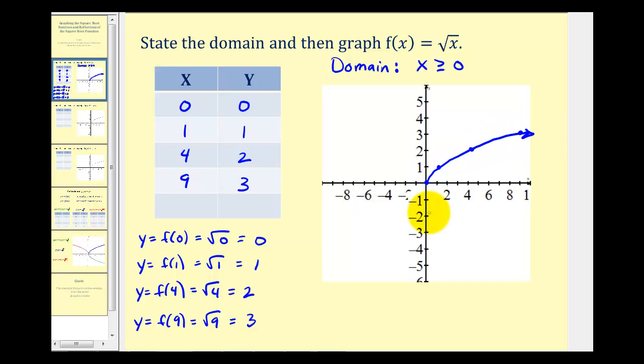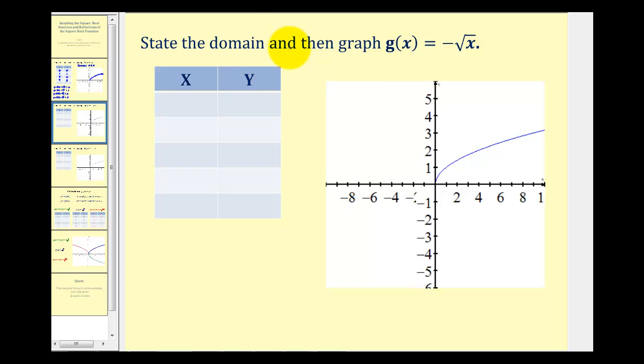Now we'll take a look at functions that will reflect this across the x-axis and y-axis. Again, we want to state the domain and then graph g of x equals a negative square root x. We'll notice we're still taking the square root of x here, so the domain is still going to be x greater than or equal to 0.